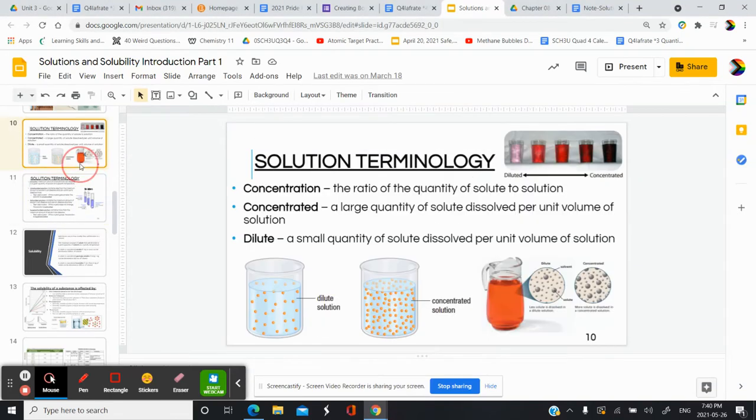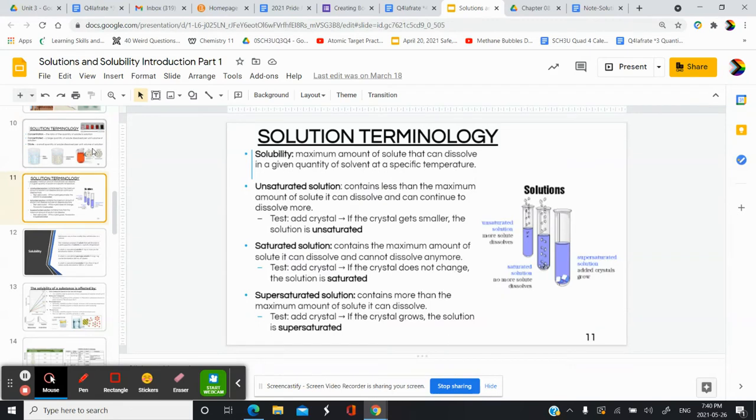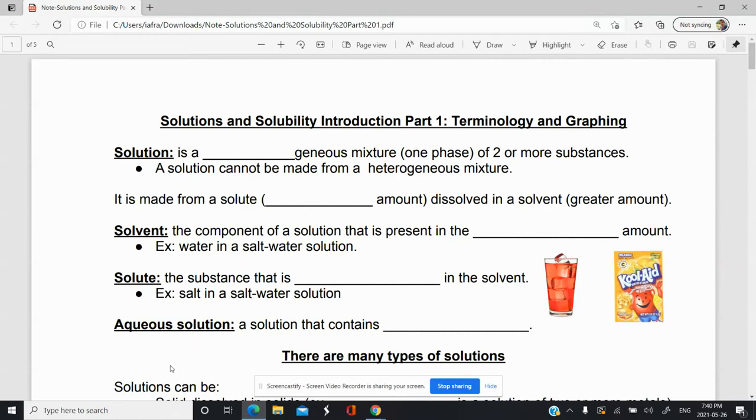In this video, we're going to do a quick recap of the solution terminology we saw in video part 1, and then we're going to focus on some solution terminology related to solubility specifically. So remember, we are dealing with solution chemistry, and a solution is just a homogeneous mixture, so you can't see the different parts. It's two or more substances mixed together, and you can't see the different parts. So heterogeneous mixtures would not be considered solutions.